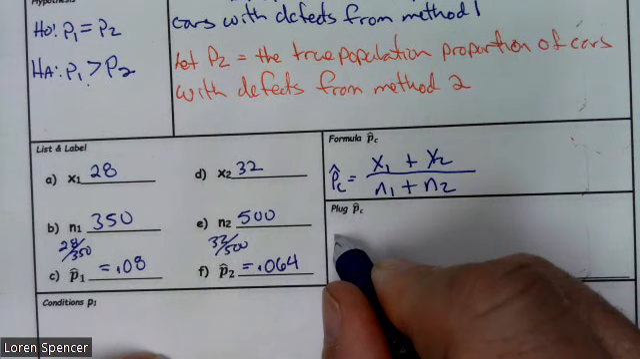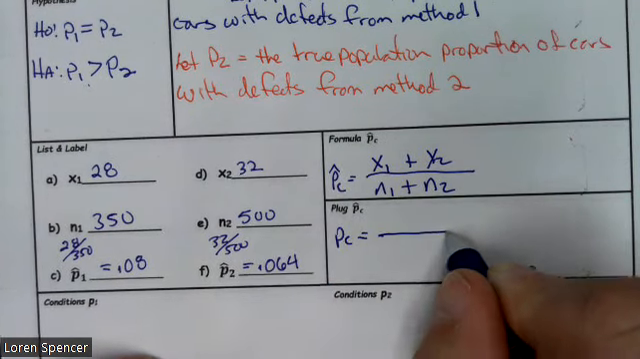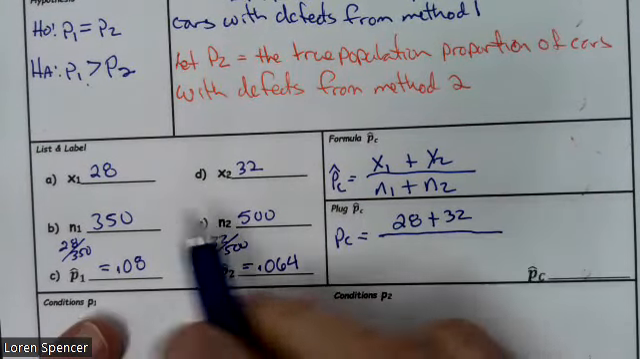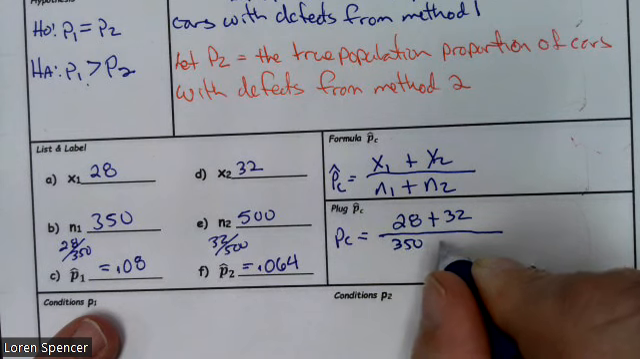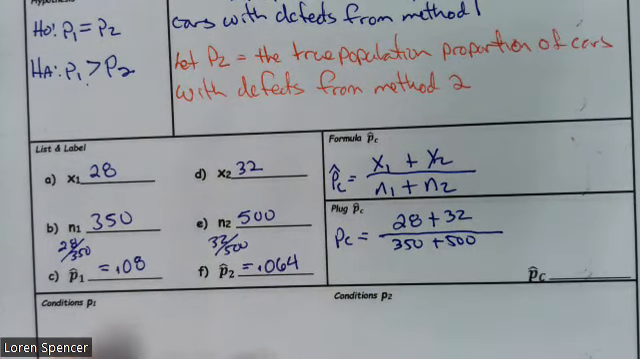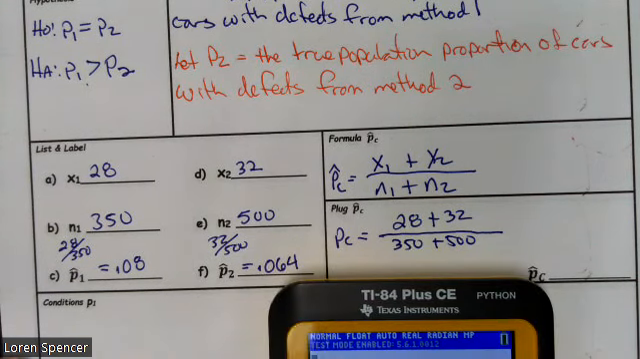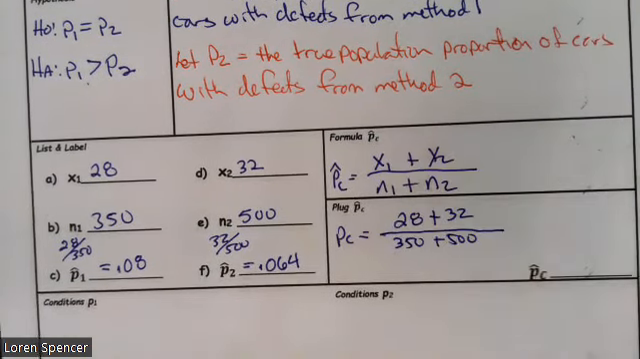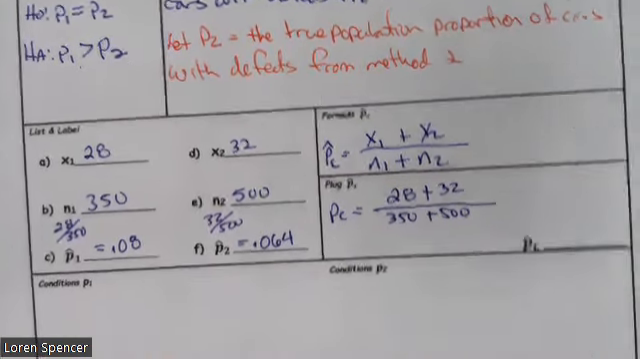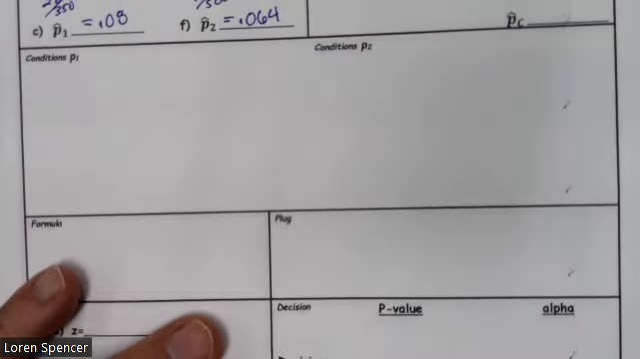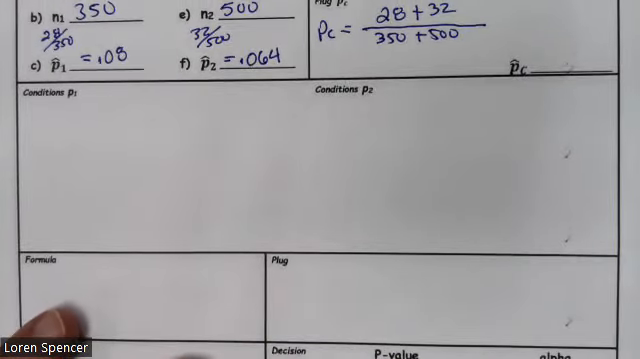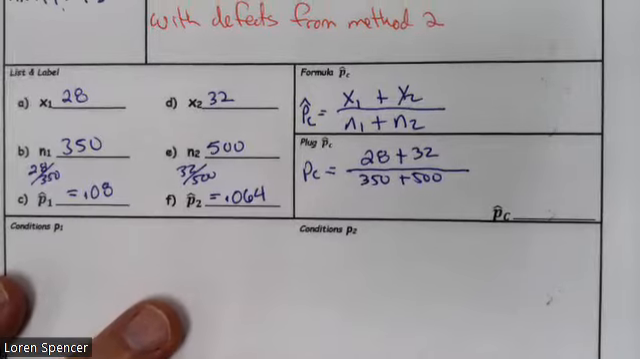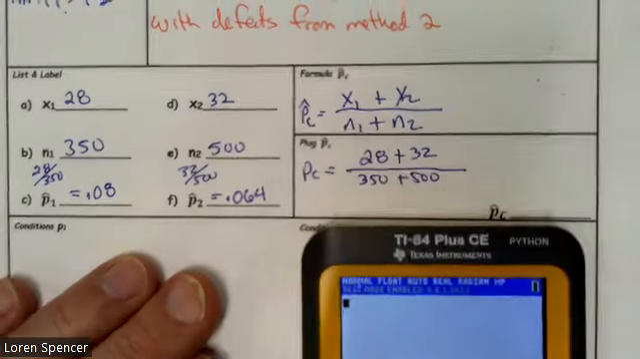So in this case, PC equals, our numerator is going to be 28 plus 32, and our denominator is going to be 350 plus 500. I like to go ahead and cheat at this moment. So I'm going to write down the other formula that we need. Actually, you know what? No, let's continue with this, and I'll show you the cheat method in a moment.